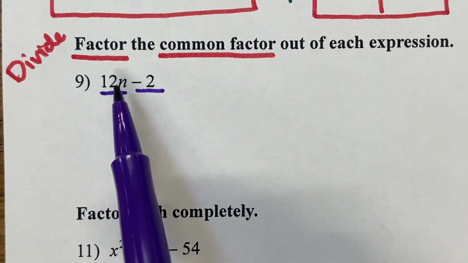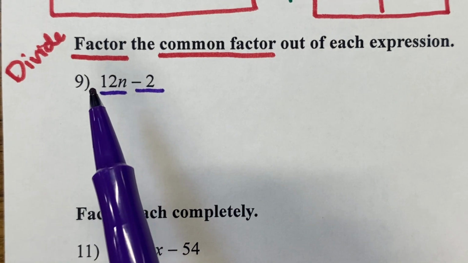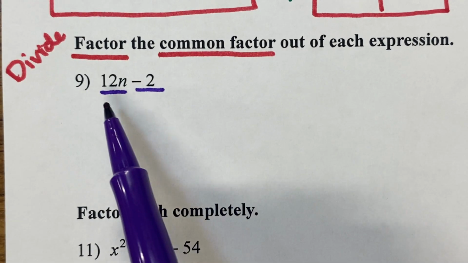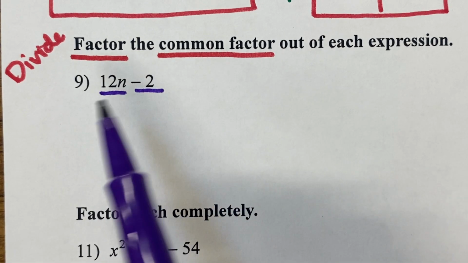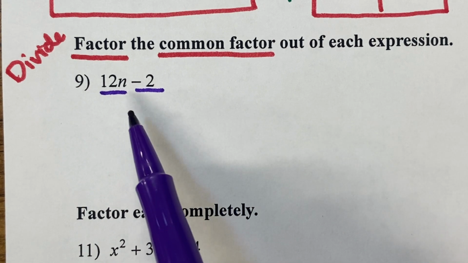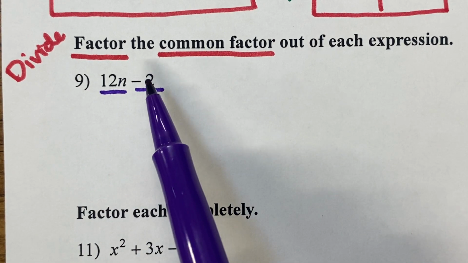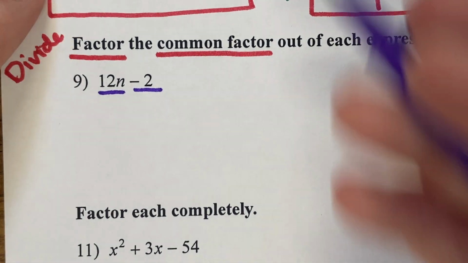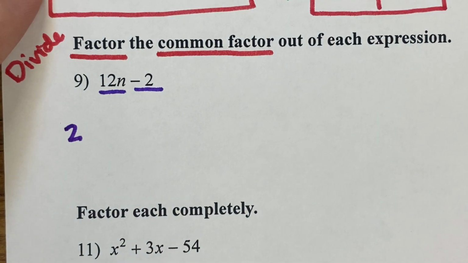Okay, well, what is the biggest number, in other words, the greatest common factor, the number that I can divide both 12 and 2 by and get an even or a whole number out? Okay, well, I know that 2 goes into 2, and 2 also goes into 12. Okay, so that means I can factor out a 2.